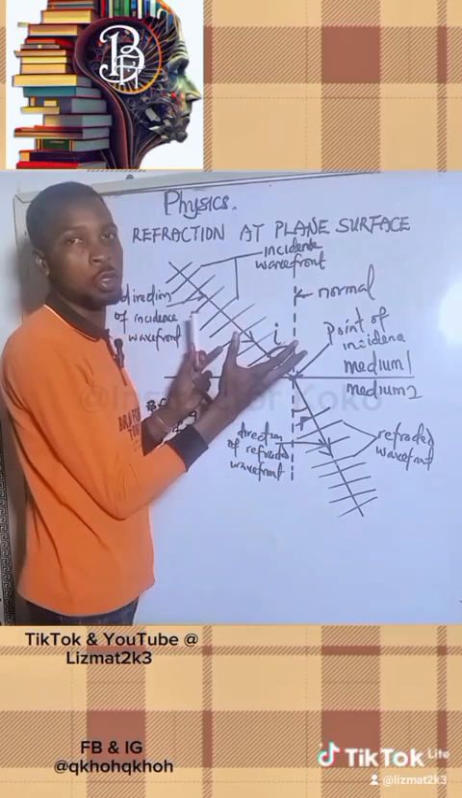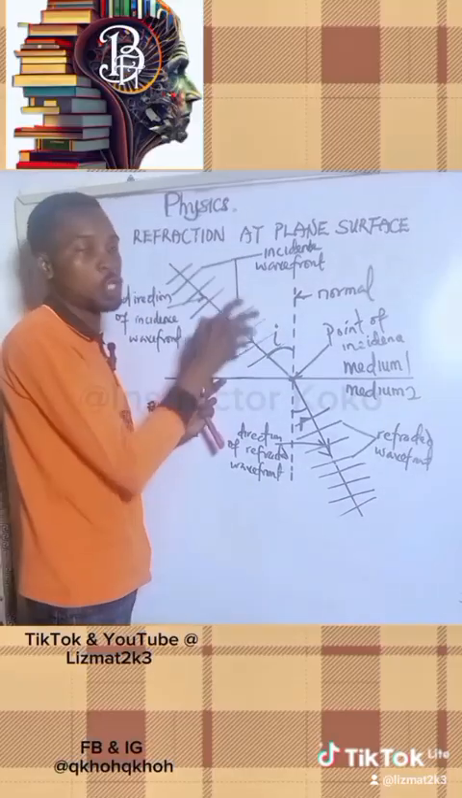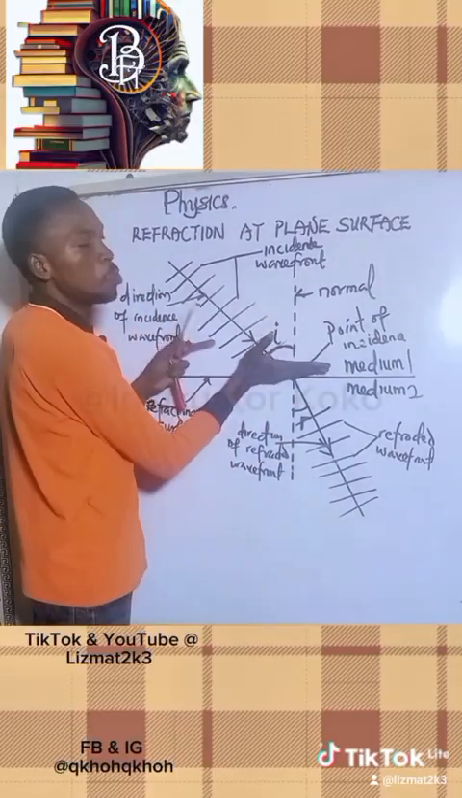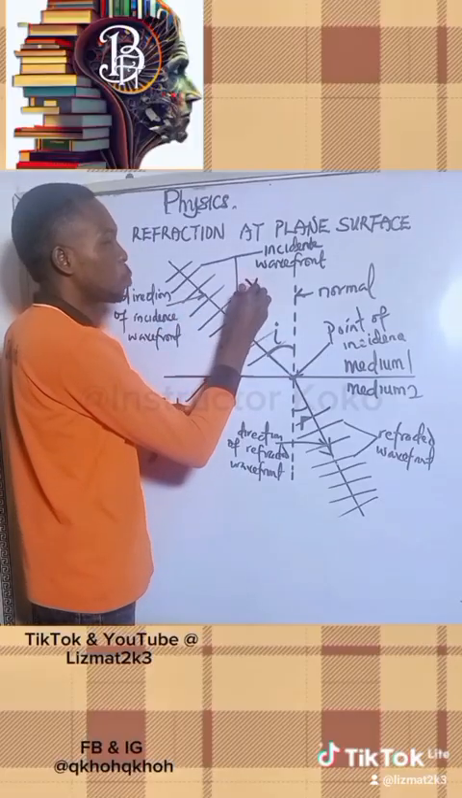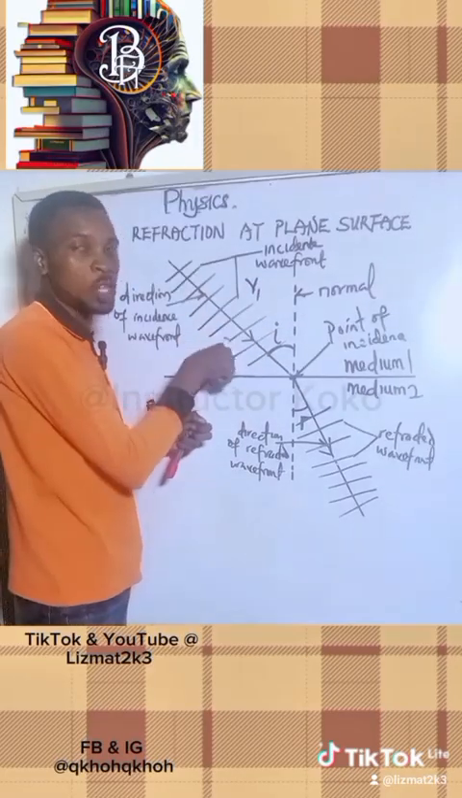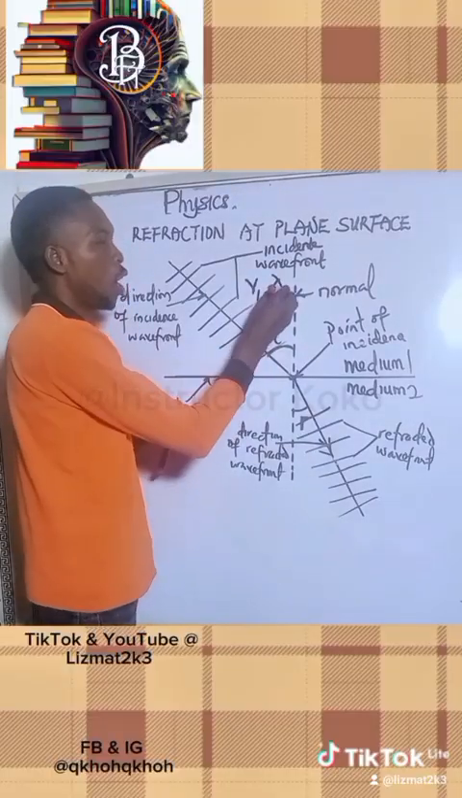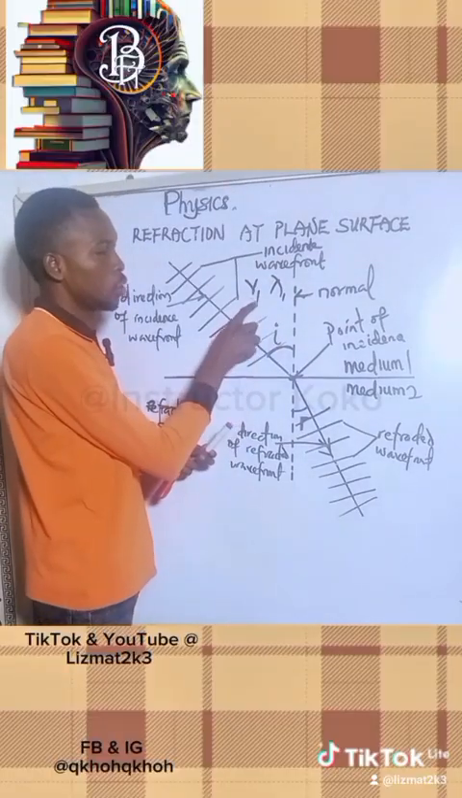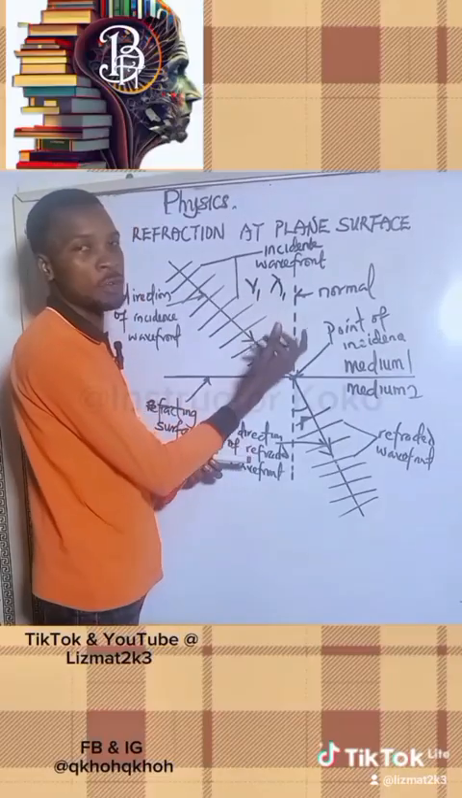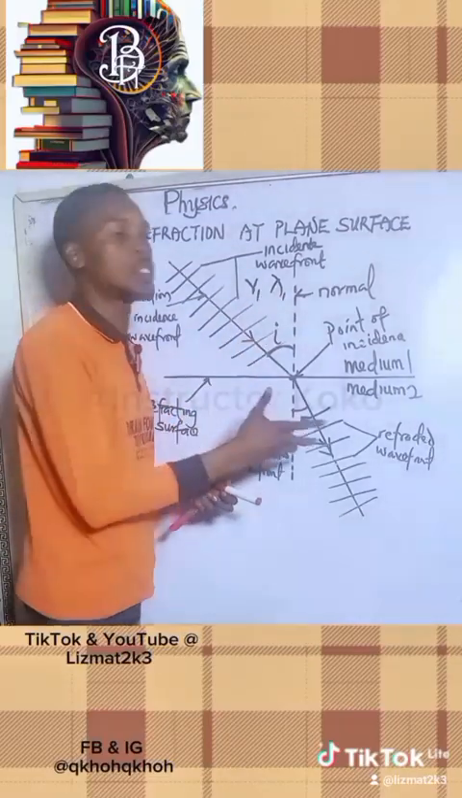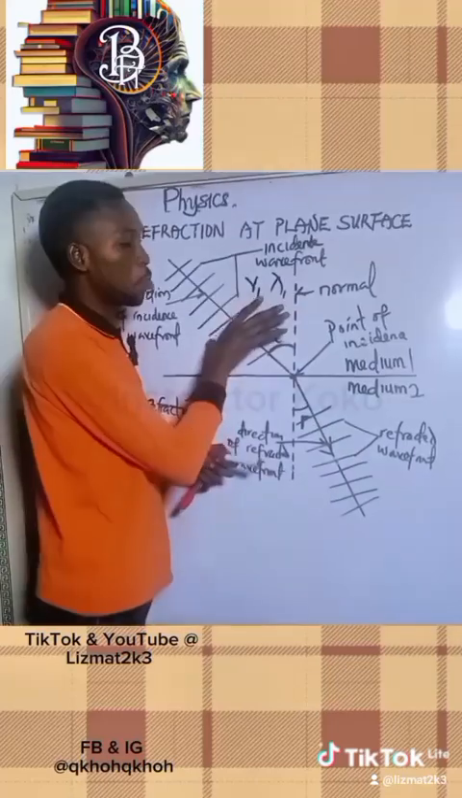Now, one of the things you should know is that in the definition of refraction, we said when a wave changes speed. In medium one, the wave has a speed, V1, which represents the speed of the wave in medium one. Of course, the wave also has a wavelength, and lambda one represents the wavelength of the wave in medium one.